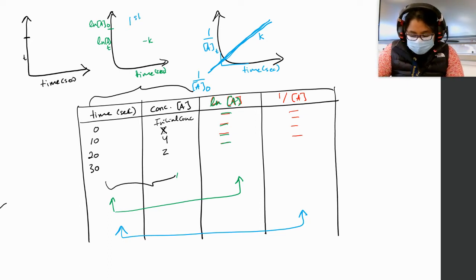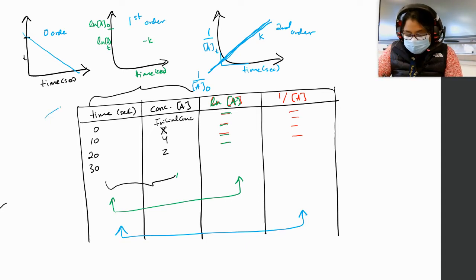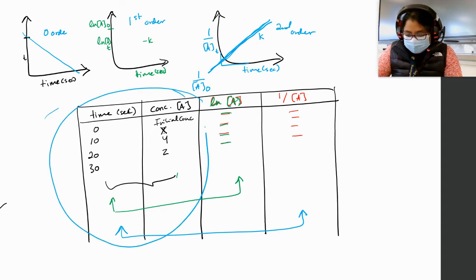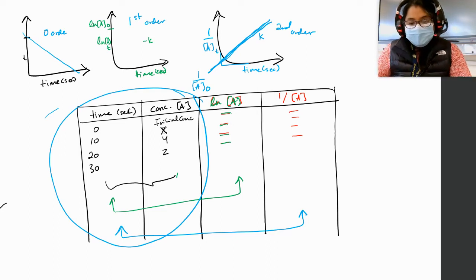So if your data gives you a straight line for this, it will be first order. If it's this one, it's 0 order. And if you get this one, it's second order. What you will be provided for the question is just these two columns, and you will have to figure out whether it's first, second, or 0 order. 0 order is just concentration on the y-axis. First order is natural log of the concentration on the y-axis. And second order is 1 over the concentration on the y-axis. The x-axis stays the same, it's just time. The slope changes and the rate constant changes.